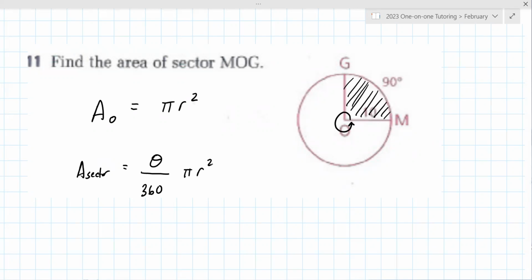You don't have to do it. You don't have to know that it's a quarter. You can just use this formula. And notice if you go all the way around, 360 over 360 is 1, and you get back to the previous formula here. So it's 90 over 360 pi times 10 squared. So go ahead and simplify that and give me the exact answer, which will have a pi in it.